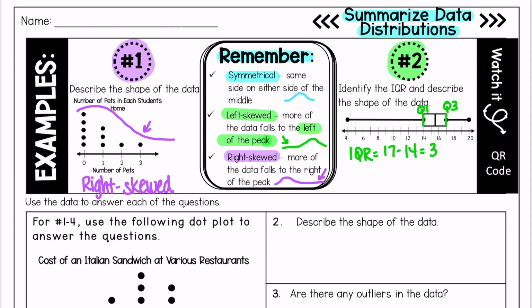But when I look at this data, I see this whole section over here to the left, which is much more pulled out. And that tells me that this data is more left skewed.